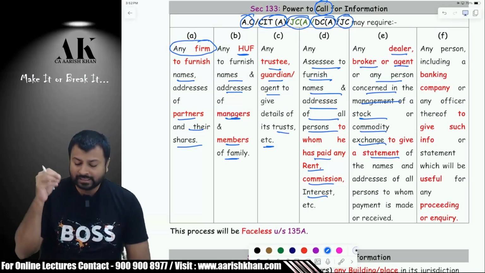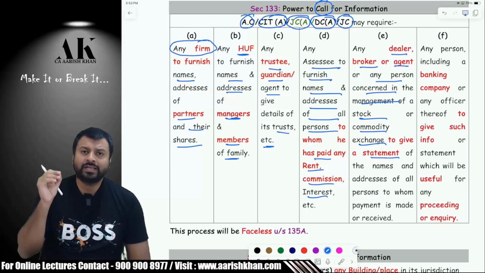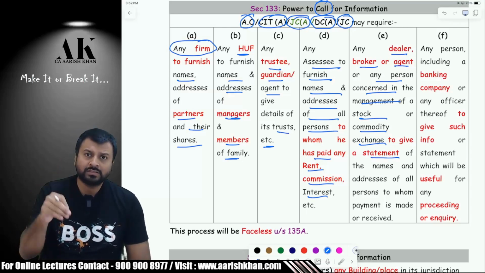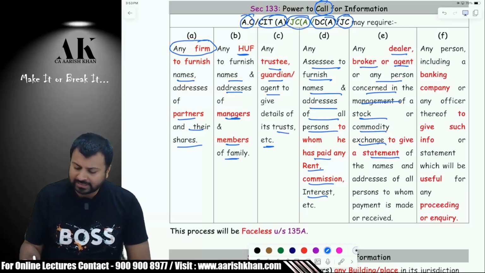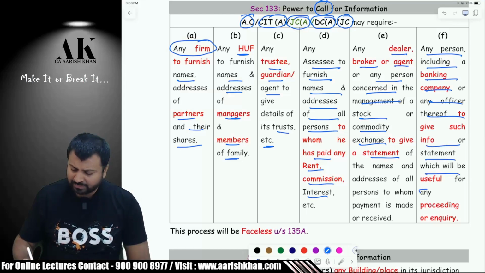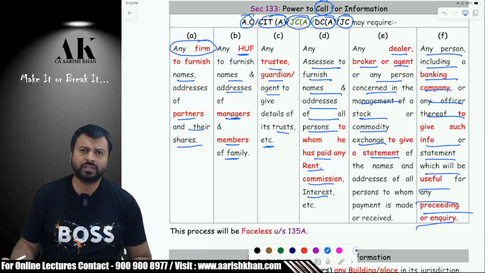Okay, so they can send the notice to the board, the broker. They can send the notice to Ventura Securities, Zerodha, Grow, Angel Broking. They can send the notice to these people and ask for the details of purchase and sales of any of its customers. Okay, they can send the notice to any person, including the banking company or any officer thereof, to give such information which may be useful for any proceedings for the inquiry.